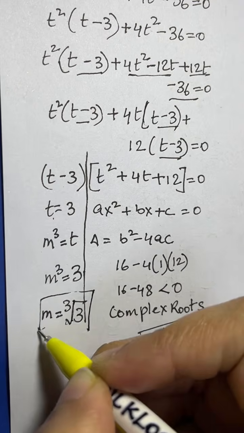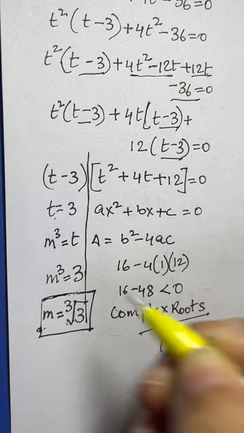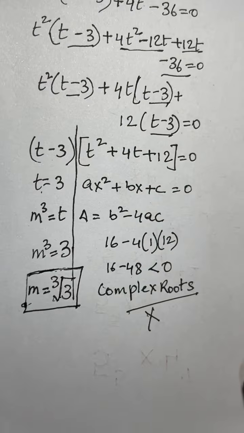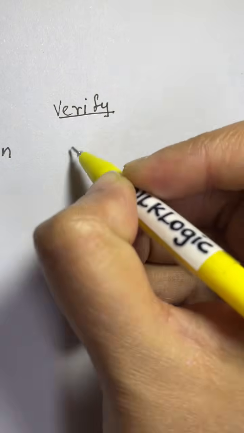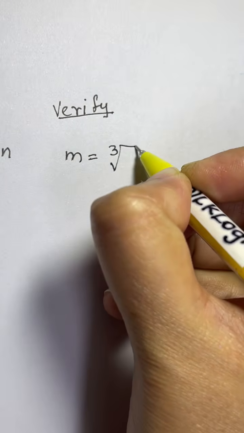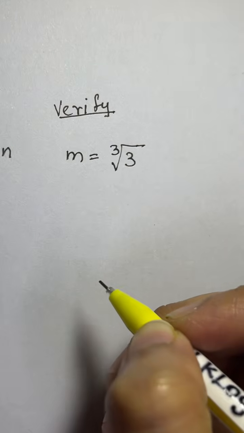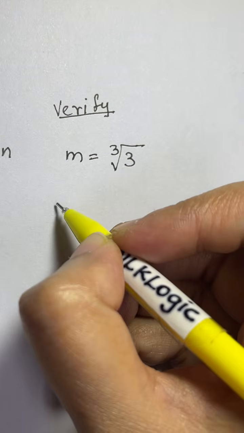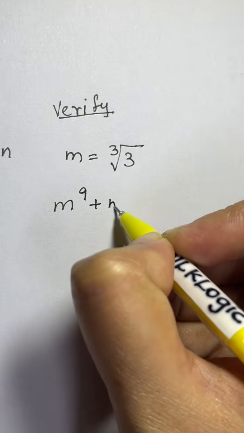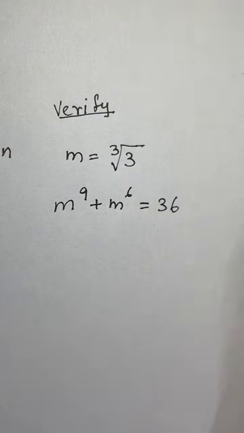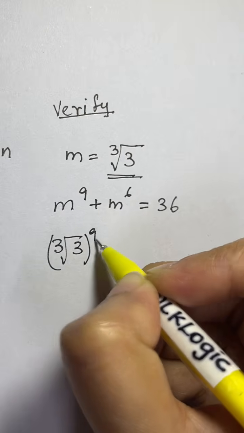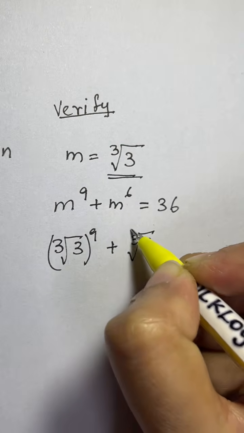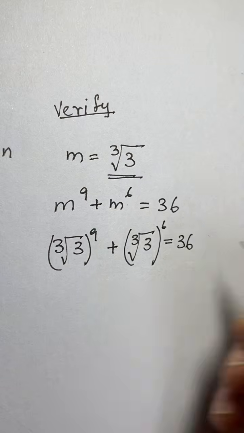Let's see if this is right. Let's verify our answer, whether it is cube root of 3 or not. So what is our main equation? M to the power of 9 plus m to the power of 6 is equal to 36. Let's substitute m. So you have cube root of 3 whole to the power of 9 plus cube root of 3 whole to the power of 6 is equal to 36.